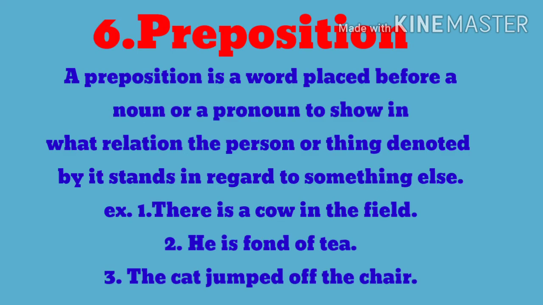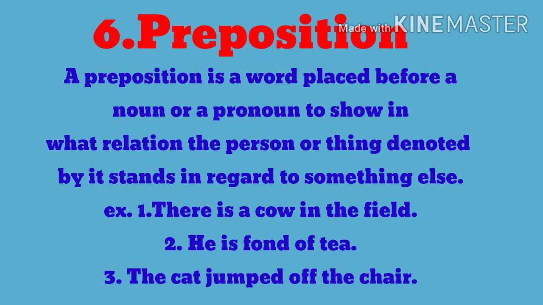So now let us know the sixth part, preposition. A preposition is a word placed before a noun or a pronoun to show in what relation the person or thing denoted by it stands in regard to something else. Example, there is a cow in the field. He is fond of tea. The cat jumped off the chair.